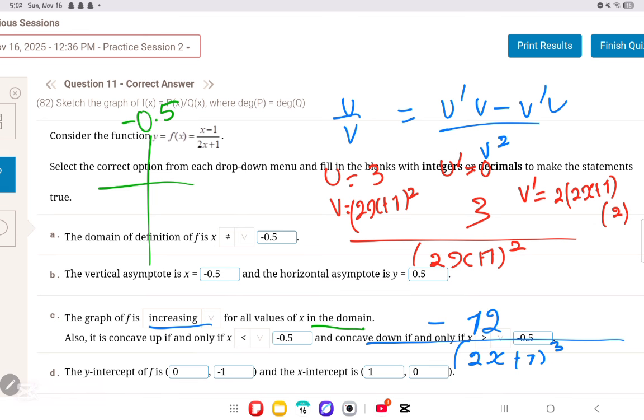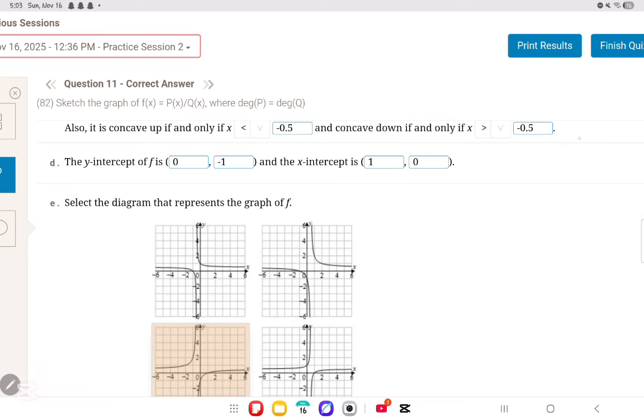So minus 12 over what? Over 2 times what? If I choose a number less than minus 0.5, for example minus 1, and a number greater. So 2 times minus 1 plus 1 to the power of 3, I get a positive answer. If I substitute 1 instead, I'll get a negative answer. That means it's concave up for any number less than minus 0.5 and concave down for any number greater than minus 0.5. So now, how do you find the x and y intercepts?